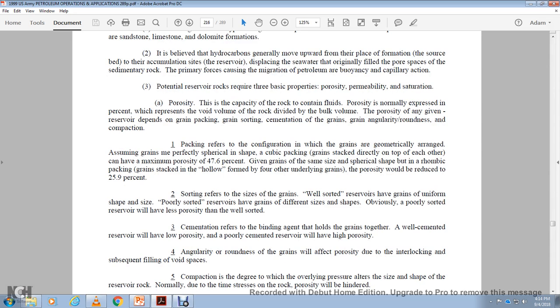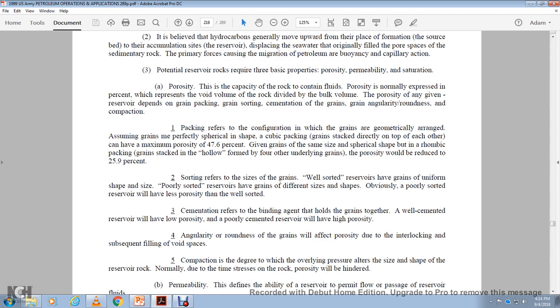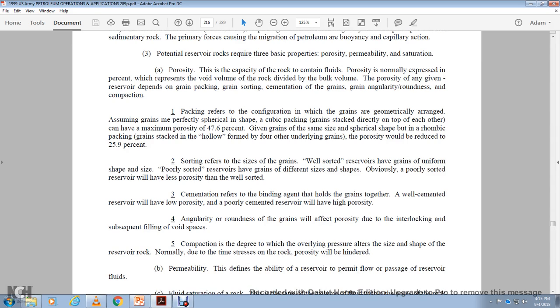Cementation refers to the binding agent that holds the grains together. A well cemented reservoir has low porosity, while a poorly cemented reservoir has high porosity. Angular and rounded grains also affect the porosity, due to the interlocking and subsequent filling of the void spaces.